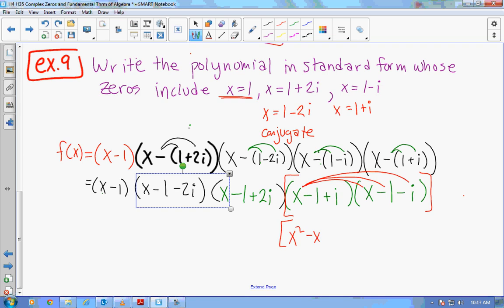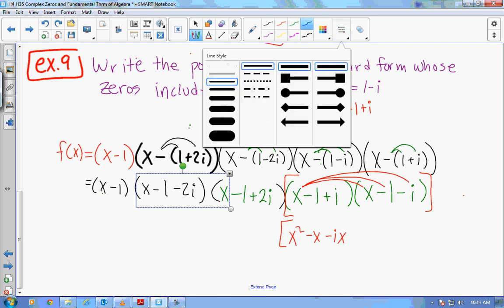X times negative i is negative xi or ix, I guess either way is okay. Now what needs to be distributed in? The -1 needs to be distributed in.